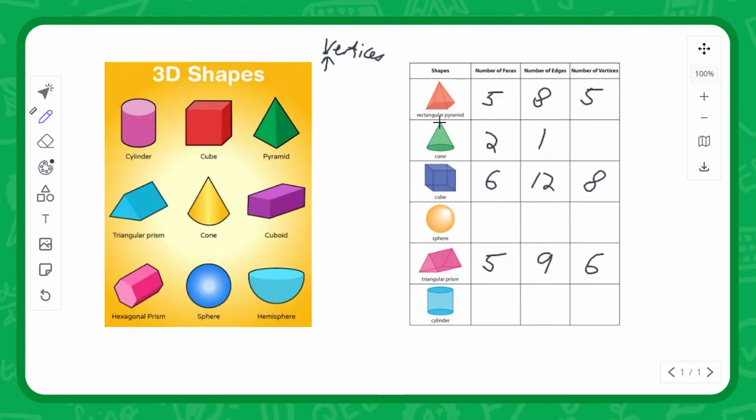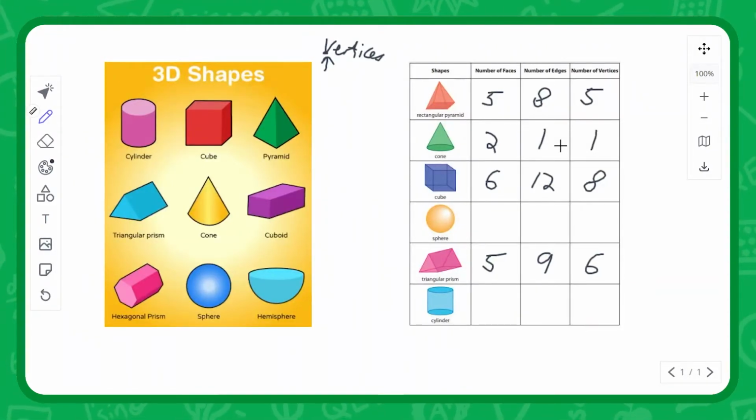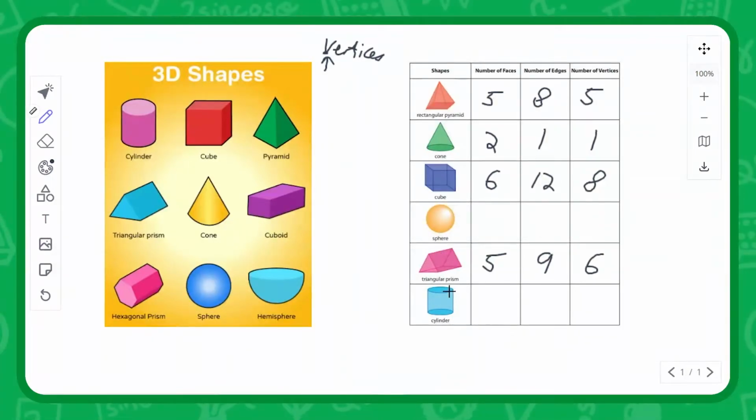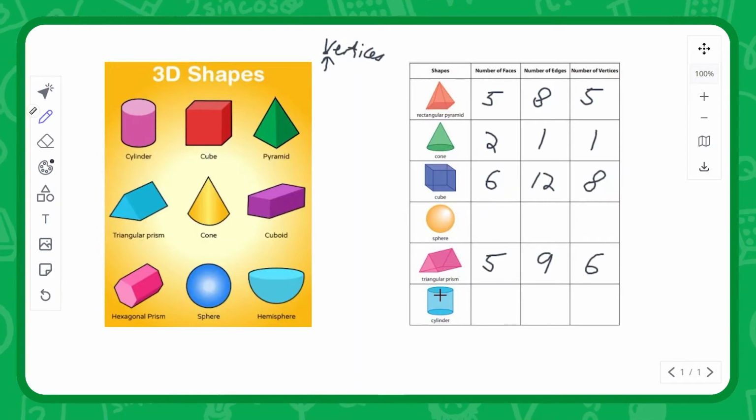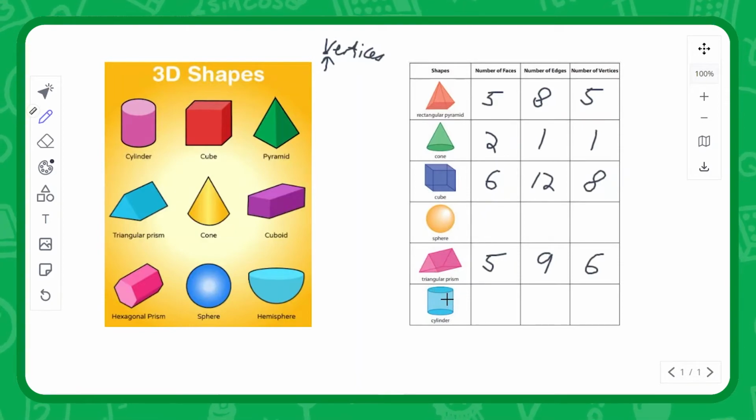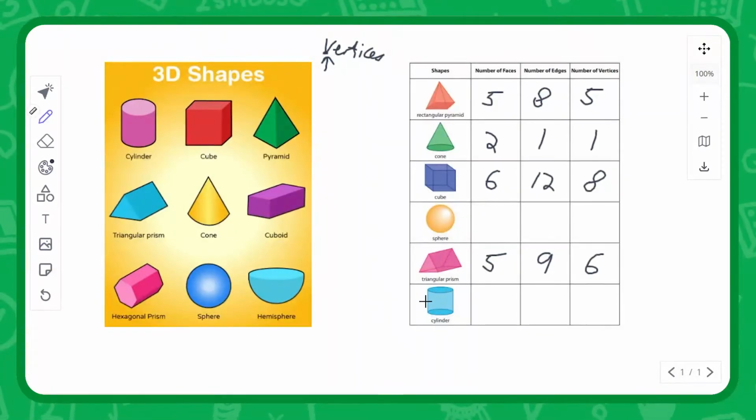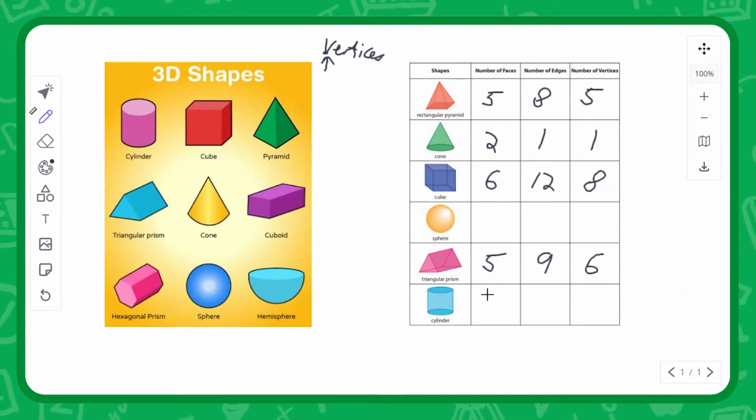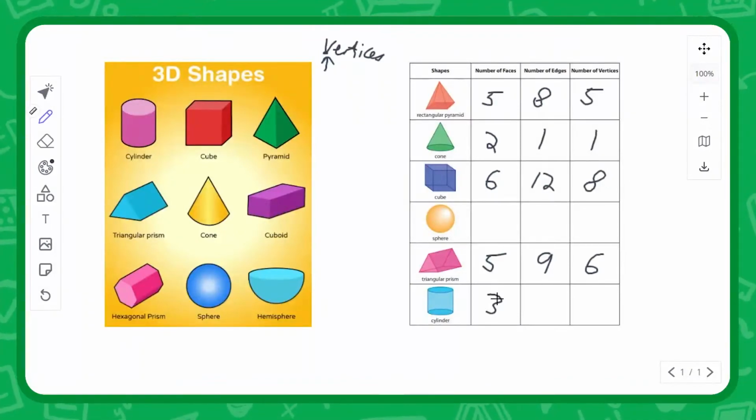And vertices, that's that point right at the top: 2, 1, 1. What about the cylinder? Well, we have one curved edge, faces first. We have that one curved face all the way around. We have the face at the top and the face at the bottom. So we have 3 faces.